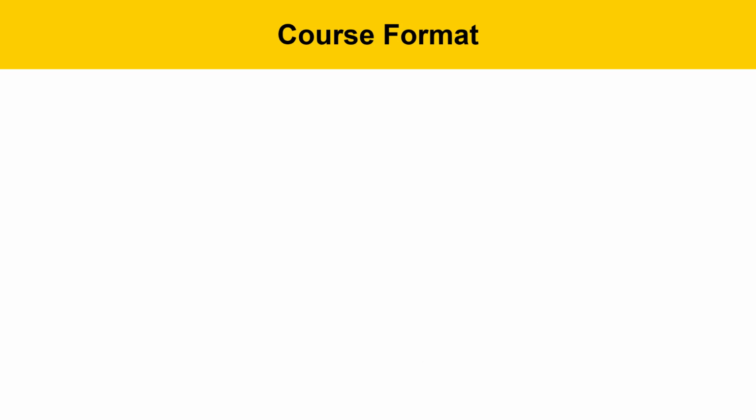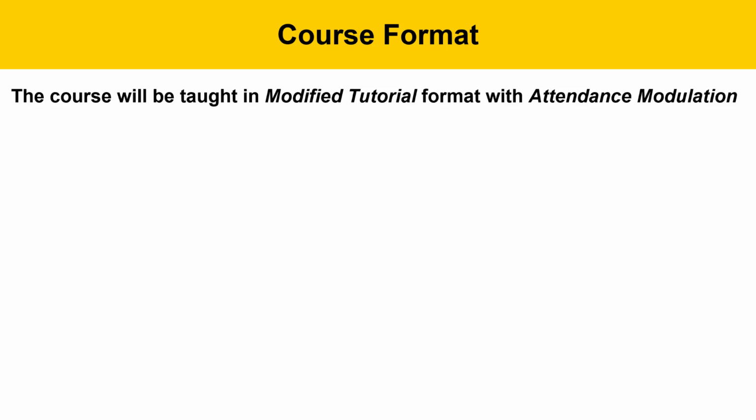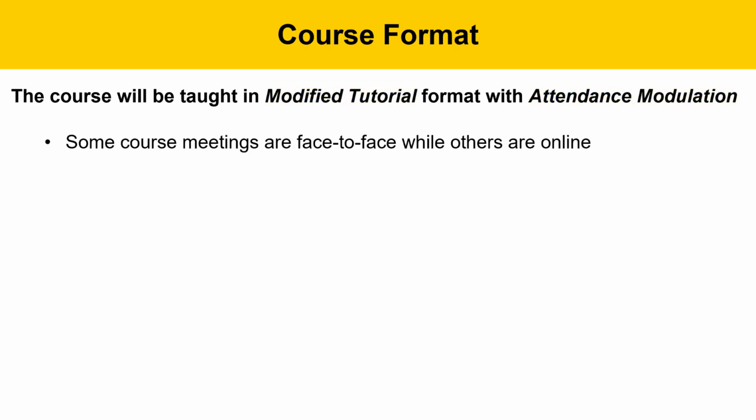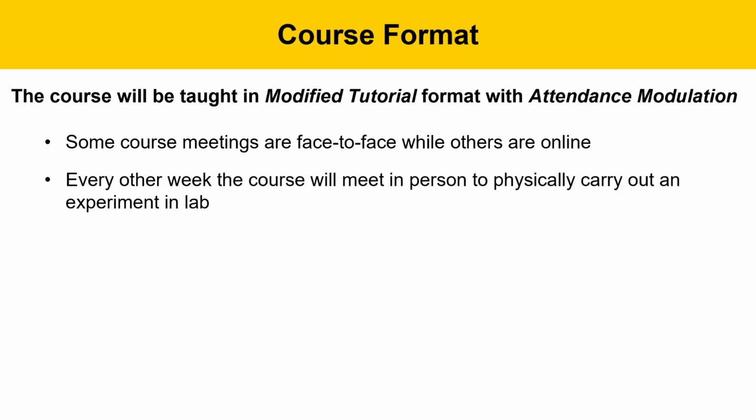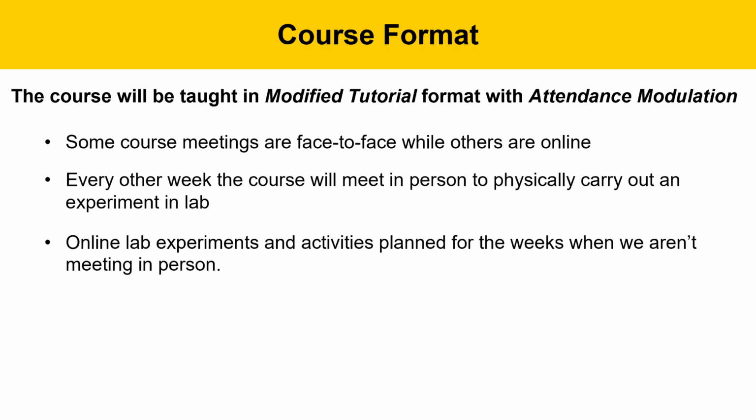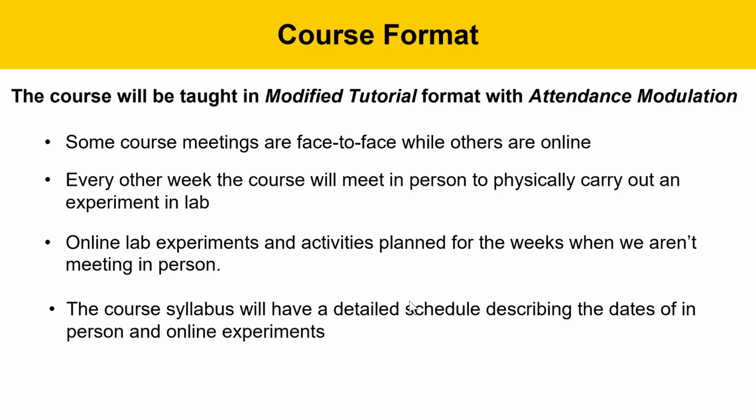The format of the course is described on this page. We're going to be using a modified tutorial format with attendance modulation. Now, those terms essentially mean that some of the course meetings are going to be face-to-face while others are online. Every other week, the course is going to meet in person to physically carry out an experiment in the lab, so you'll actually show up to a lab where you actually physically do a lab in the laboratory, and online experiments and activities will be planned for the weeks when we aren't meeting in person. The course syllabus will have a detailed schedule describing the dates of the in-person experiments and the online experiments.